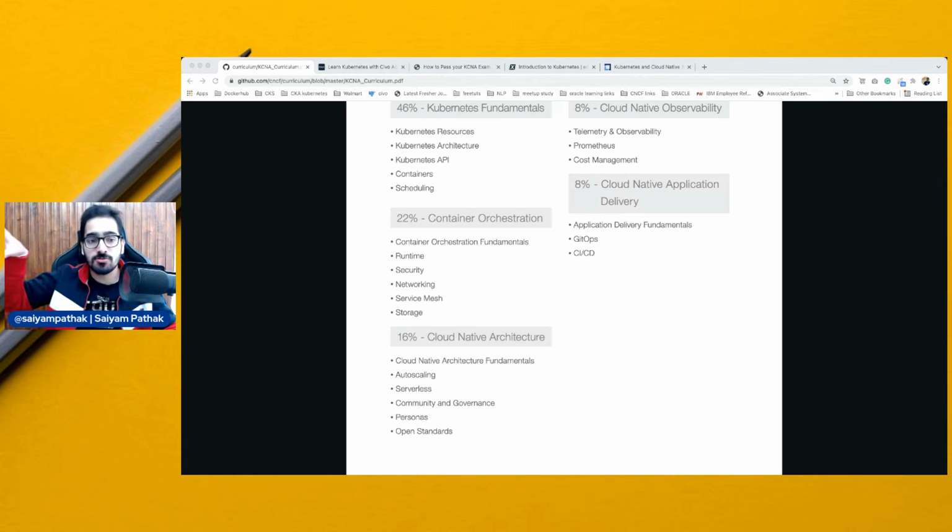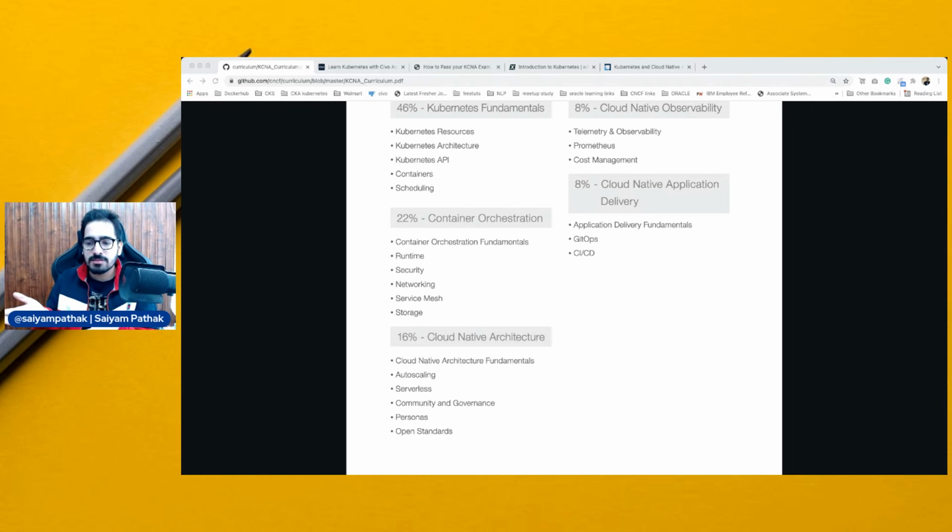And conceptually, and then serverless. What do you mean by serverless? And then you have community and governance. So in the community and governance, what is a TOC, SIG, and what are the special groups that are created in terms of community, and how the governance is working.